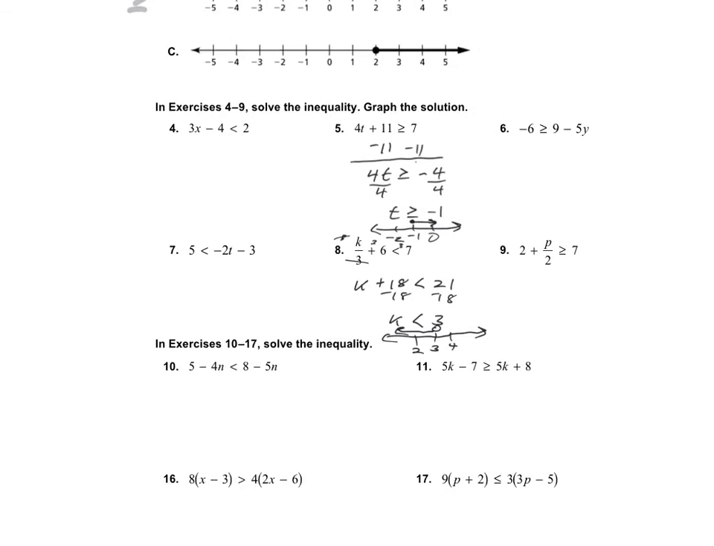The bottom 4, the bottom 6 are a little bit more complicated, so let's go ahead and look at number 11. Number 11 is going to have an interesting situation for us. We're going to watch what happens when we subtract the 5k from both sides. Subtracting 5k from both sides leaves us with -7 is greater than or equal to 8. Well, that's not true. Therefore, no solution.